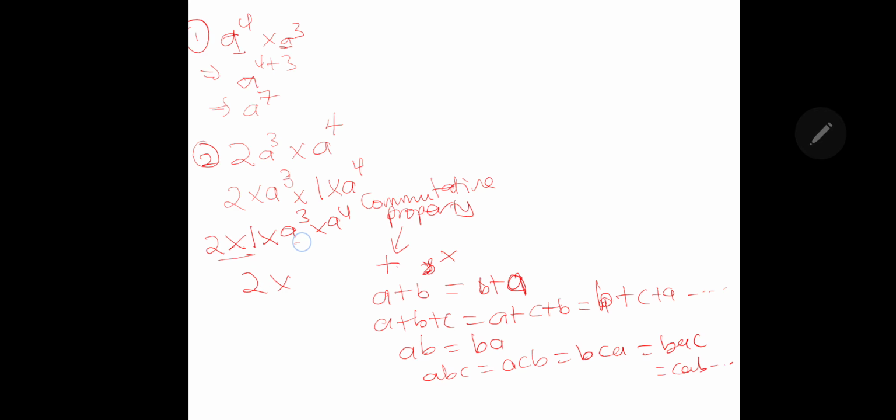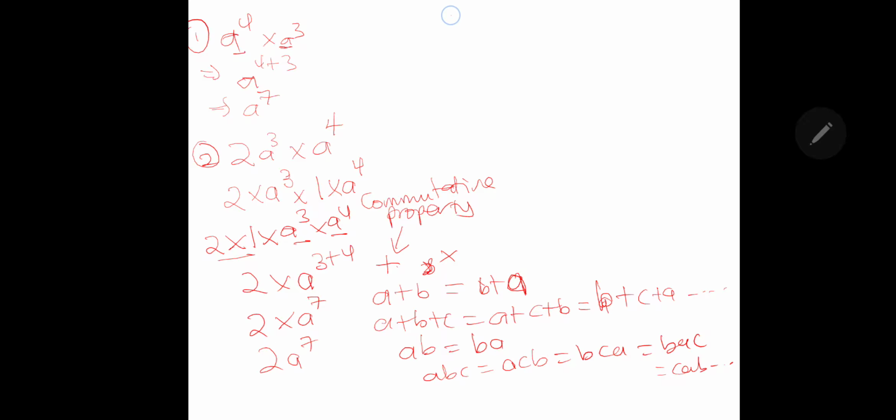And then from the first law, when two same bases are multiplying, you add their index. You understand? So what do you have here? 2 times a to the power 7, which can be written as 2a to the power 7. I hope everyone gets it to this point.